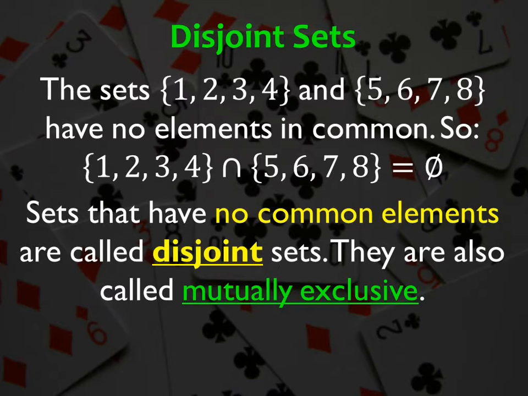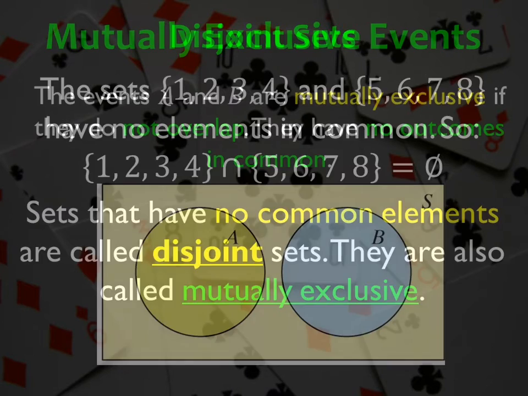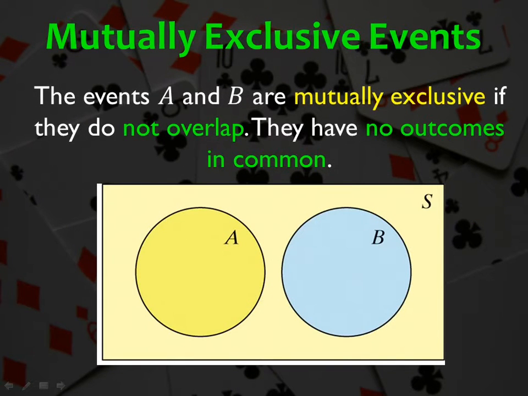In other words, there is nothing that they jointly share. They are also called mutually exclusive. In other words, they have no elements in common. Remember, mutually exclusive events we discussed in our last lecture, that two events cannot happen at the same time. So, graphically speaking, the events A and B are mutually exclusive if they don't overlap. And you can see these two circles, A, B, have no intersection.